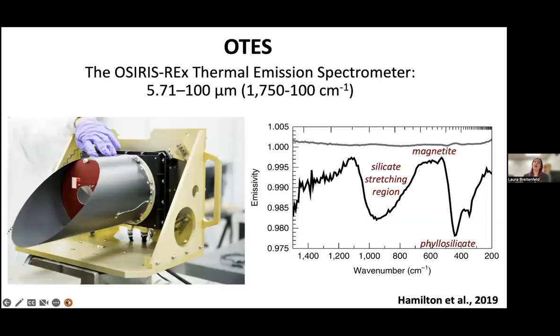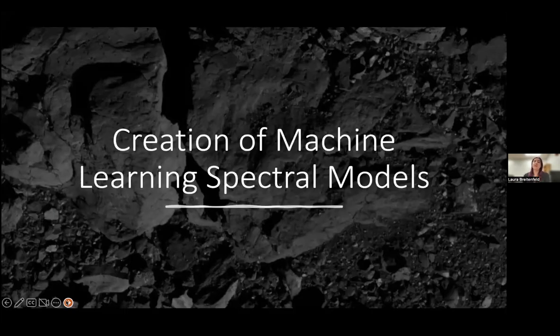Today I'm going to be talking to you about OSIRIS-REx thermal emission spectrometer data. This is the instrument on the left, and on the right, we're looking at the average spectrum from this instrument of the asteroid Bennu. In the center of this diagram, we have the silicate stretching region. We also have a detection of the mineral magnetite at 555 wave numbers and a feature at 440 wave numbers associated with phyllosilicate minerals.